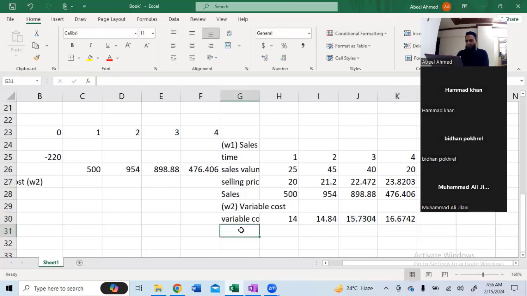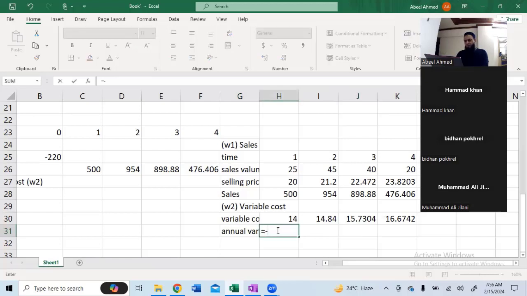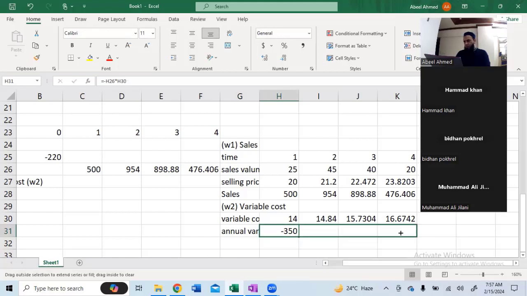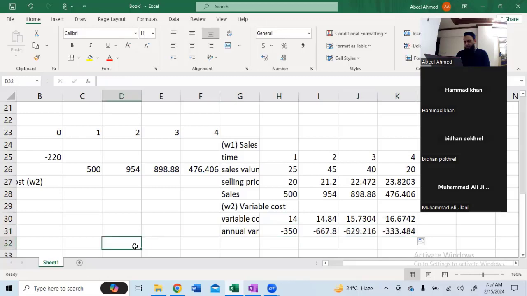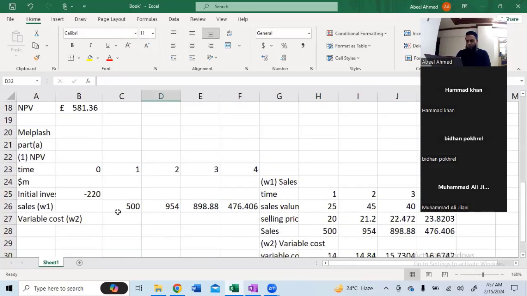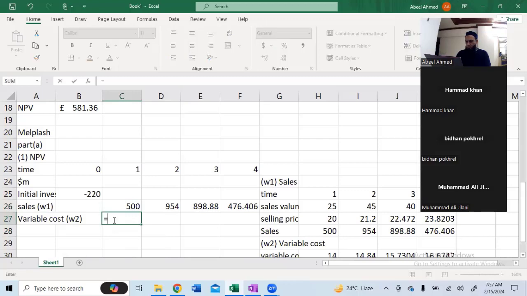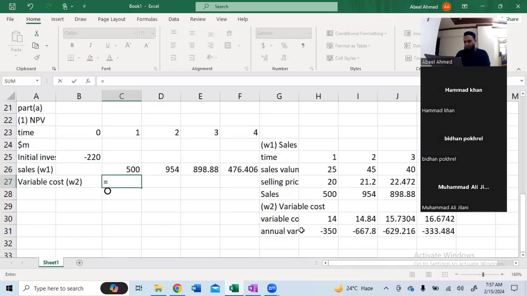Now we can calculate annual variable cost. I'm taking a negative sign as well because it is a cost. Take the volume into this. Please, one student at least do keep checking as well, so we should not be making any arithmetical errors. These are the variable costs. Let's select this cell.